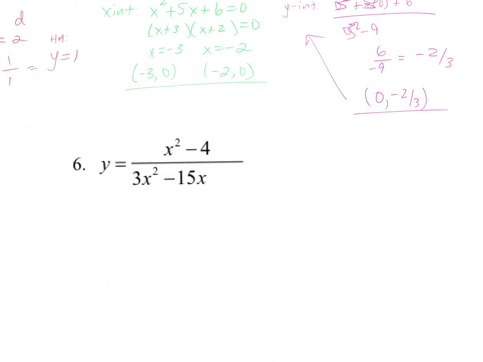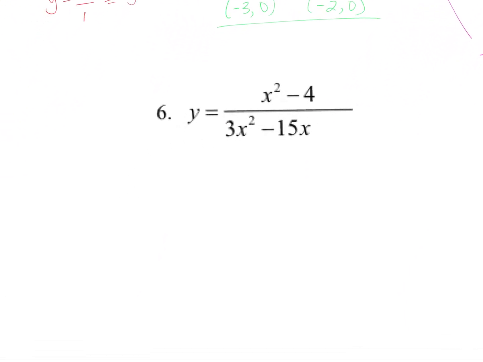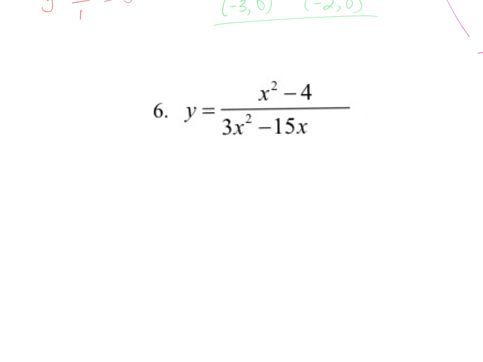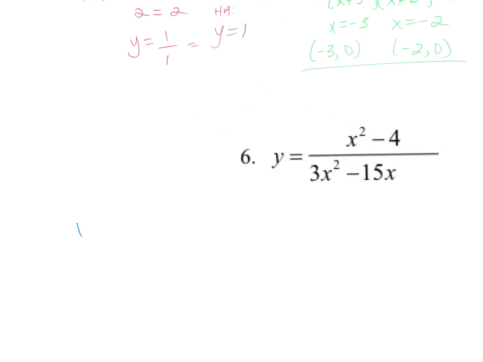All right, let's look at this next one. We're going to do the exact same thing. We're going to go through the whole gamut just to make sure we find everything. First thing we're going to find is domain and vertical asymptote. Where do I look for that?